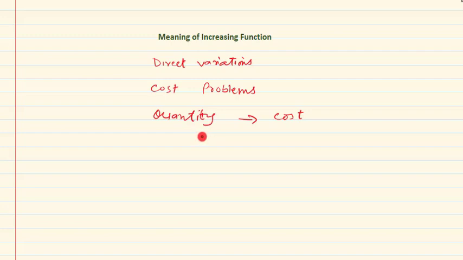So what does it mean? All these changes are direct changes, direct variations. Let us consider one of the quantities as variable x and the other quantity as variable y. What we are observing is, as one quantity x increases, the other quantity y also increases. Such type of changes we observe in functions. Suppose y = f(x) is a function, then if an increase in x results in an increase in y, it is called an increasing function.